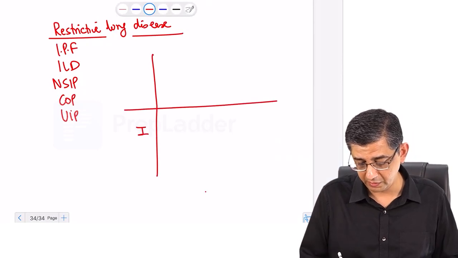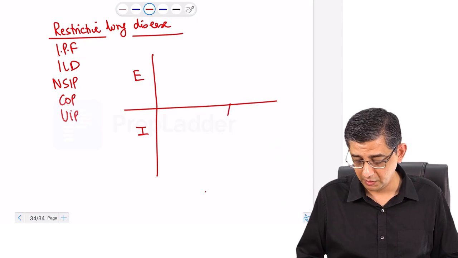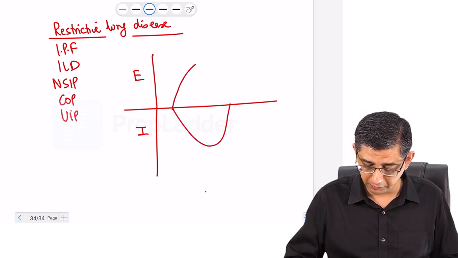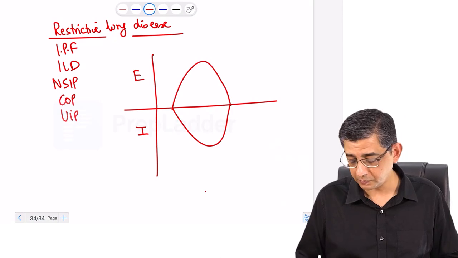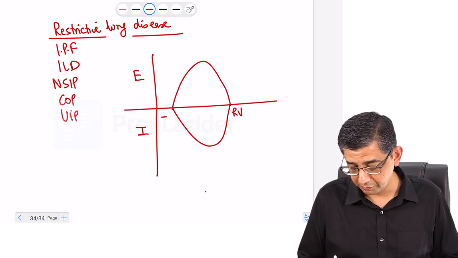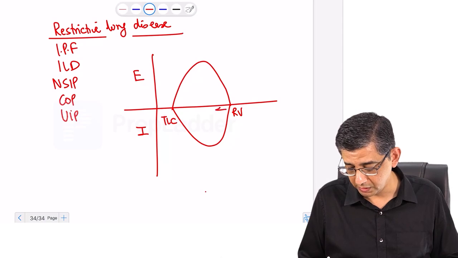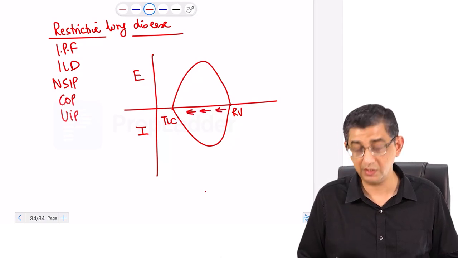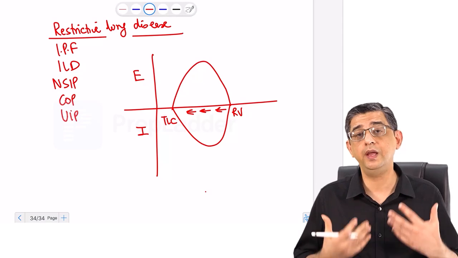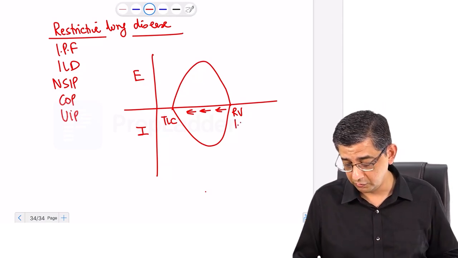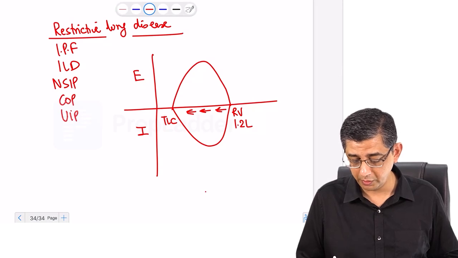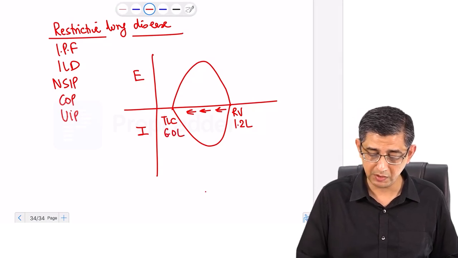Once again, I've highlighted the inspiration and the expiration part. This is the normal flow volume curve for any one of us. The patient is going to upgrade from RV to TLC. Like you can see the arrows, in a normal person, you're trying to fill air into your lungs. Residual volume for you and me is approximately 1.2 liter. TLC will be approximately 6 liter.